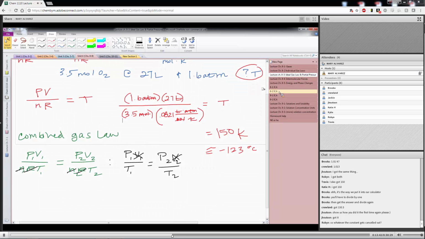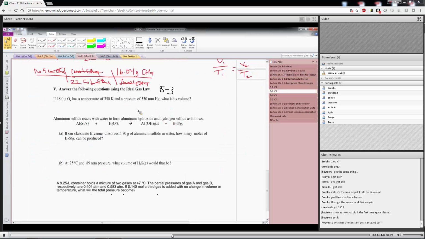All right, so if we look at our 8.2 in-class activity sheet, this section 5 has to do with answering questions using the ideal gas law. And I'm putting this together with stuff that we covered in chapter 5. Okay, so here we go. 18 grams of oxygen, I give you a temperature, I give you a pressure, and I ask for volume. We're going to need to use PV equals nRT.